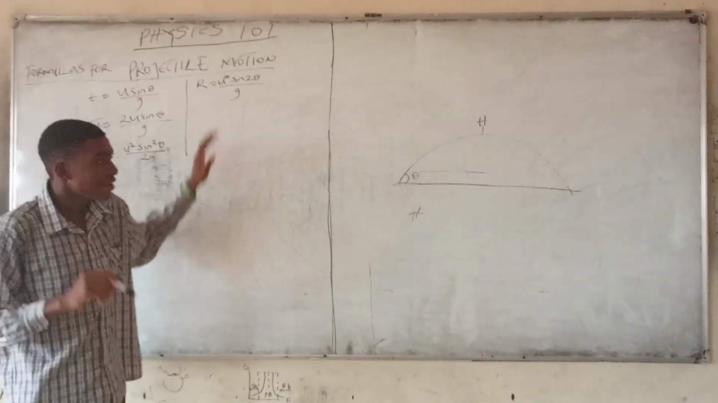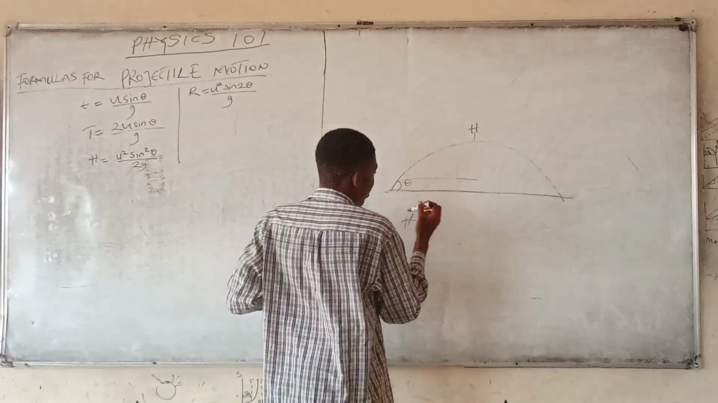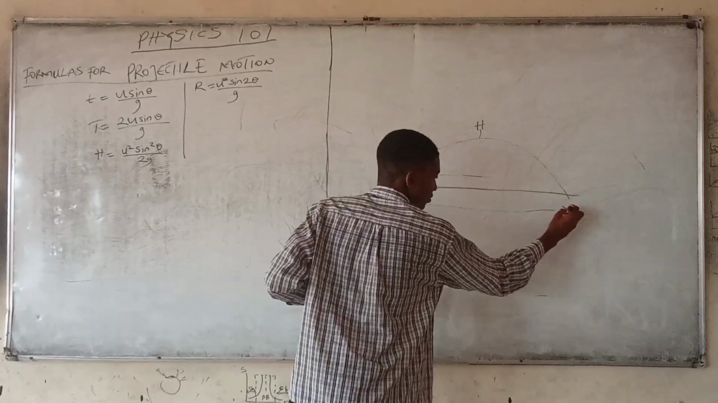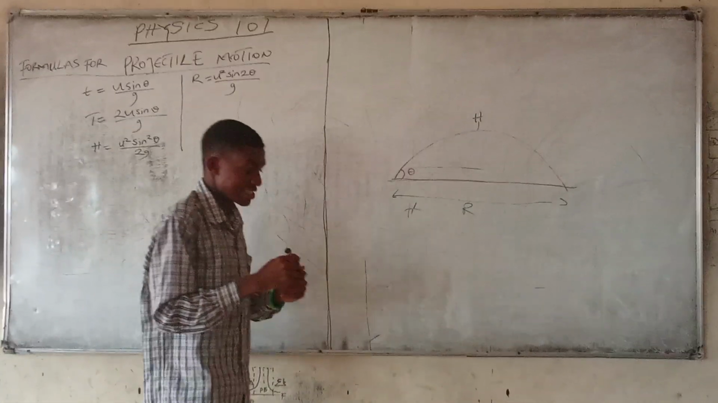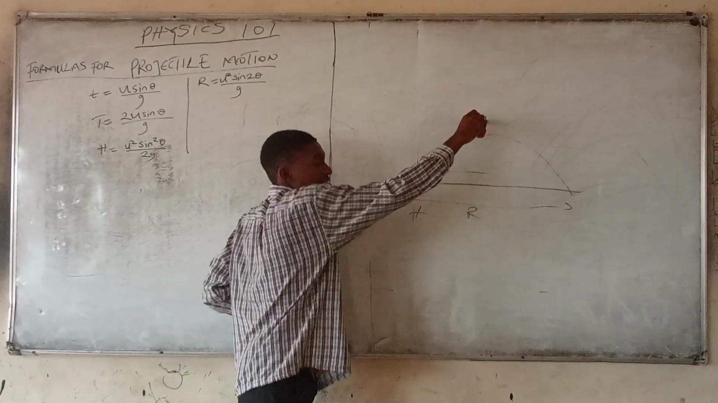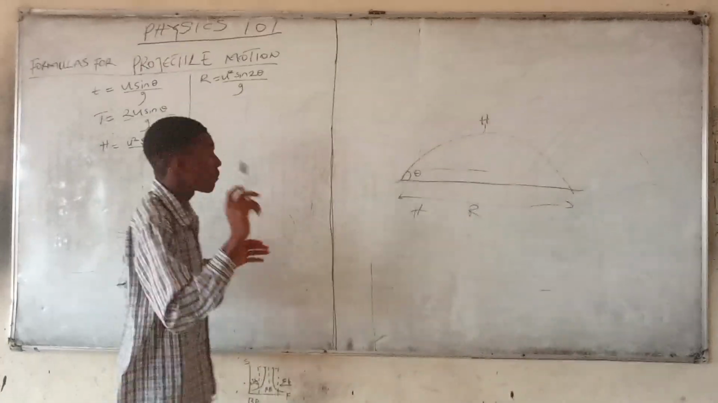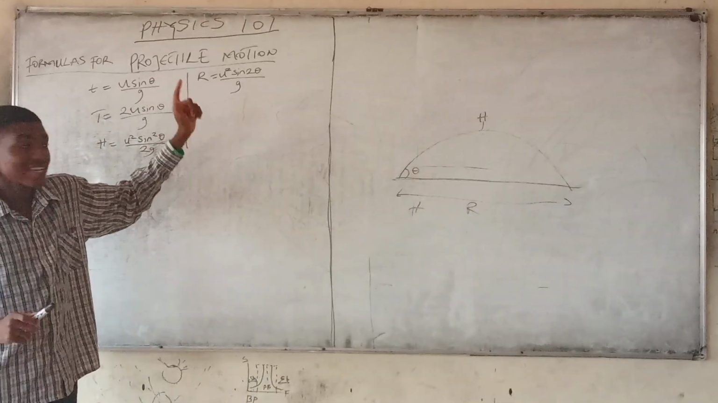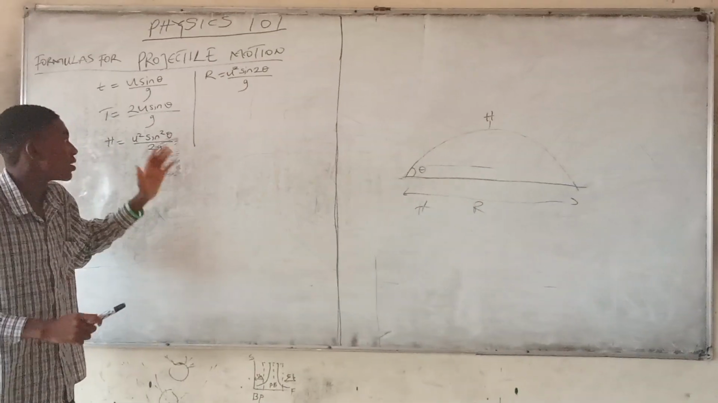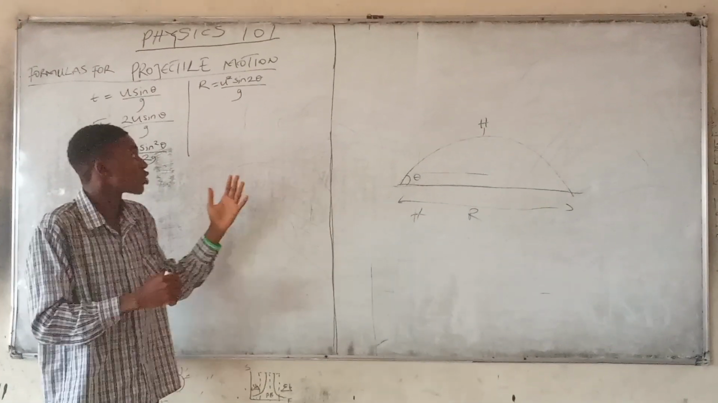We have the range. Range is known as the horizontal distance. So this is the range. As it goes like this, from here to here, this is the horizontal distance, known as the range. And the formula for the range is u squared sine 2 theta over g. Now let's go over to solving questions.